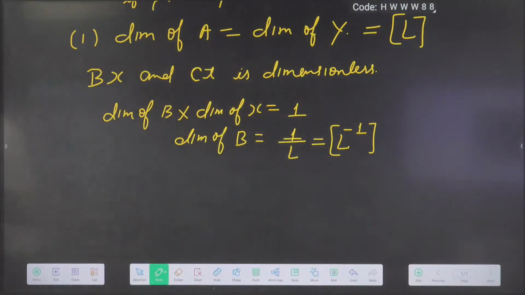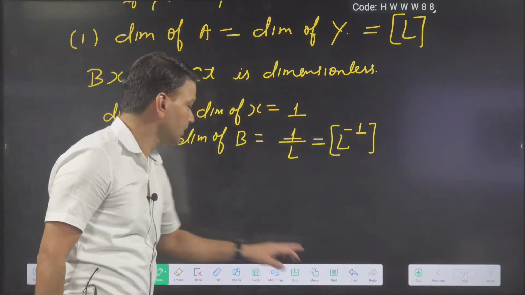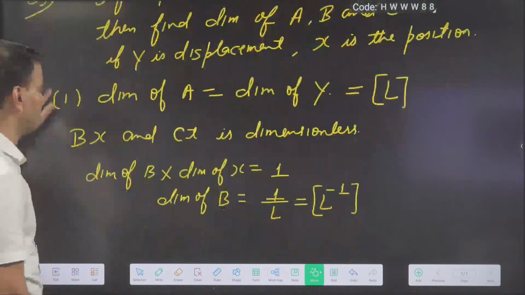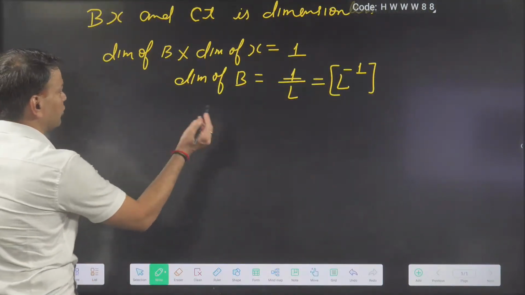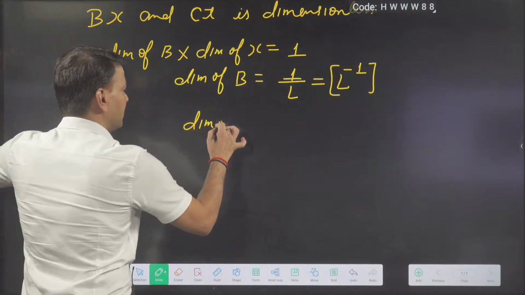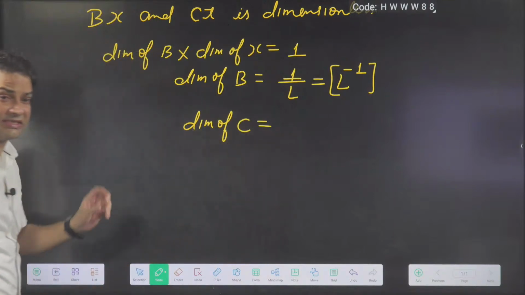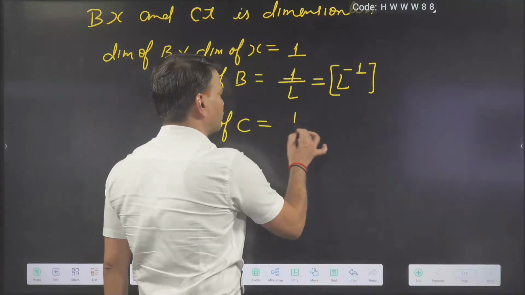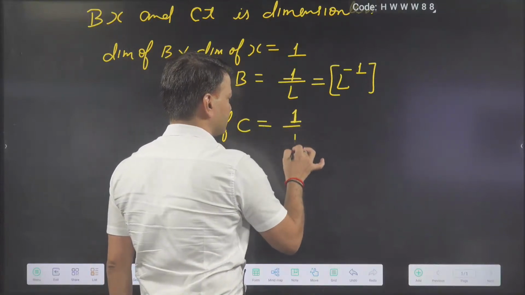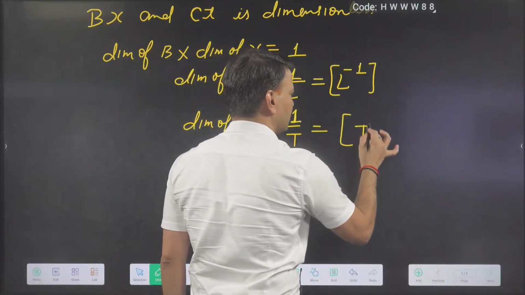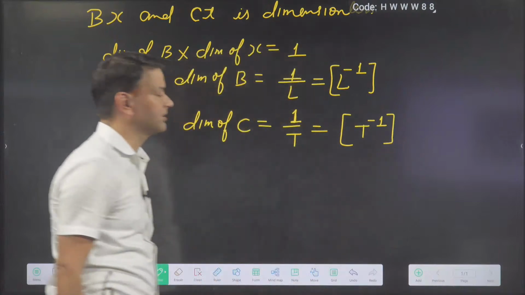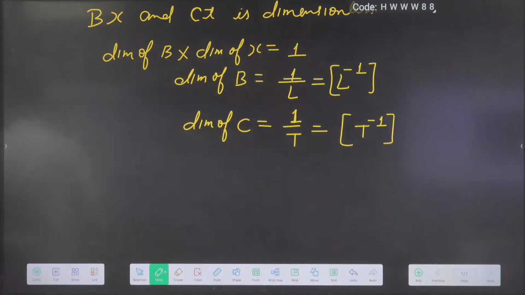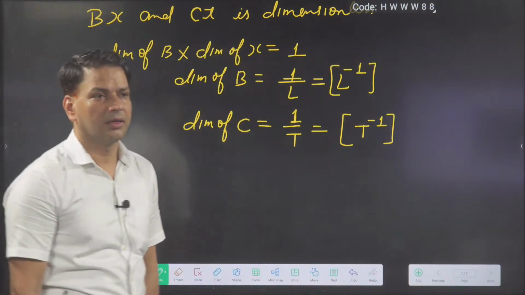Okay, so everybody got the dimension of B. Now ct is dimensionless. Now you can say what is the dimension of C? Since ct is dimensionless, the dimension of C is 1 by T, that is T minus 1. So the dimension of B is L minus 1, and the dimension of C is T minus 1. I think most of you got it. Completed?